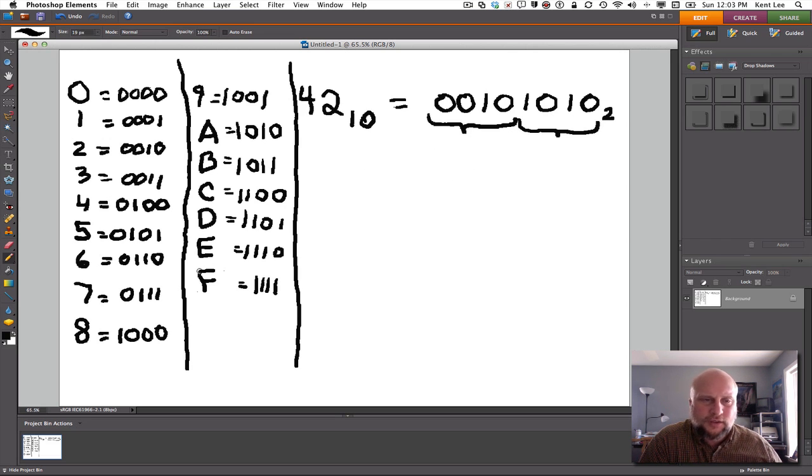So 0, 0, 1, 0, if I look over here, that's just 2. So this is 2. And 1, 0, 1, 0, let's see, if I look over here, here's the pattern 1, 0, 1, 0, so that's A. So 42 base 10 is equal to 0, 0, 1, 0, 1, 0, 1, 0 base 2, which is a little wordy, or just 2A base 16. So that's the advantage of hexadecimal. If you have to convert back and forth between binary and hexadecimal quickly, it's advantageous to have this hexadecimal representation. It's less wordy than binary, and it's very easy to convert back and forth between binary and hexadecimal.